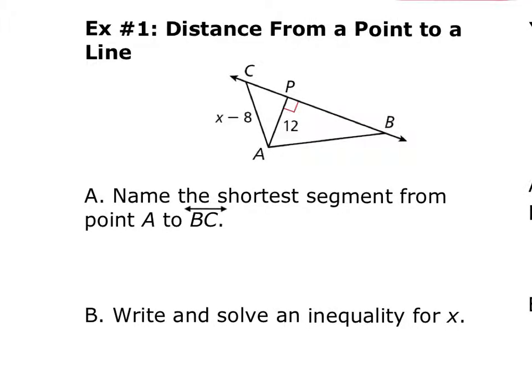Okay, and it says, name the shortest segment from point A to BC. Well, we know that the shortest distance is one that's perpendicular to it, and the one that's perpendicular is this guy right here. So the segment that's the shortest would of course be segment AP.